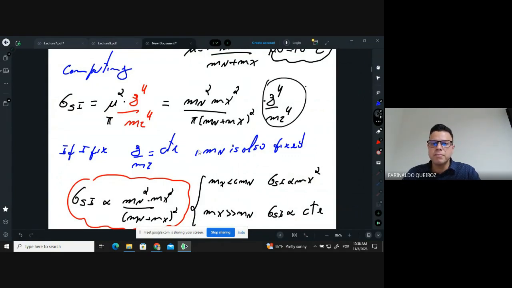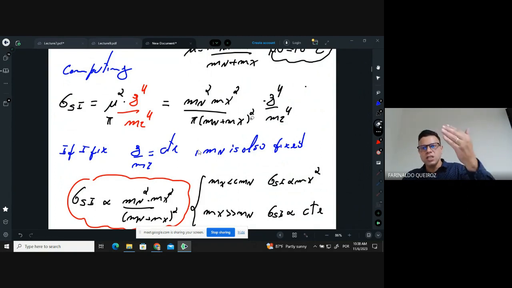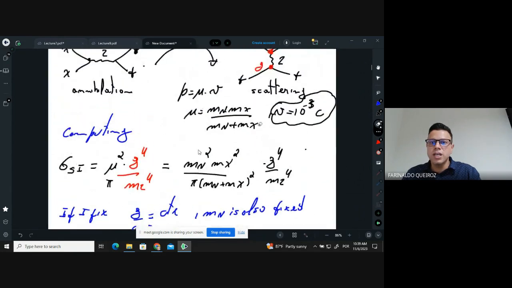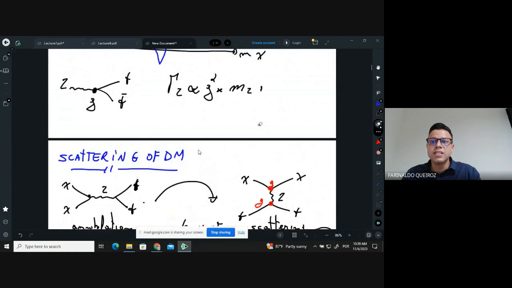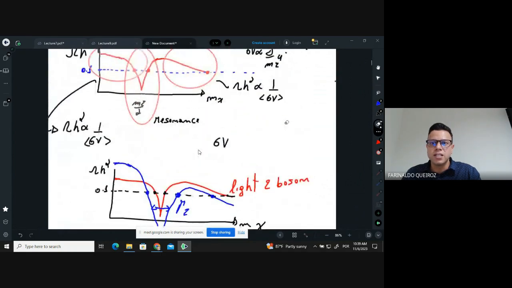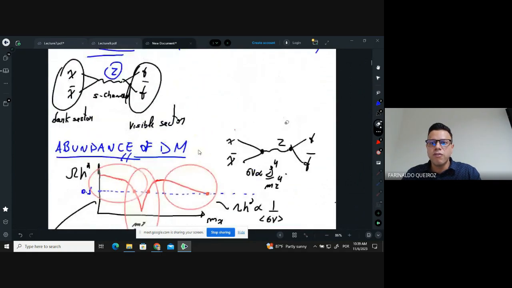And in my assumption here, remember that I fixed this ratio, right? So the only way I can really change the abundance and the scattering cross section is by changing the ratio between G and mZ to the fourth. Make sense? So you see, what's the problem there? The problem is that you have the same ratio in both cases. You have G to the fourth.